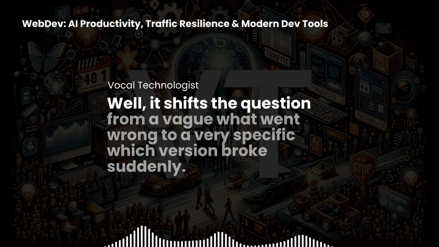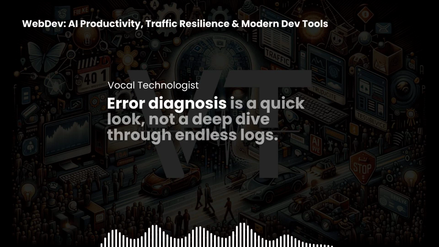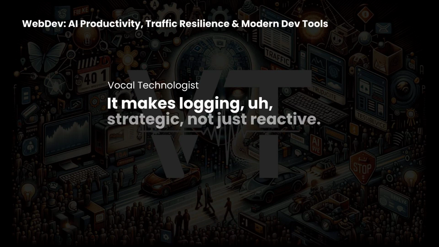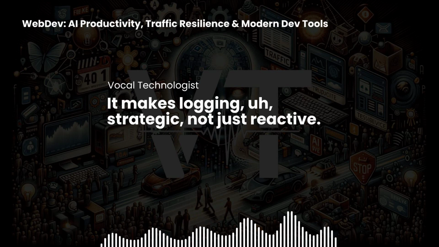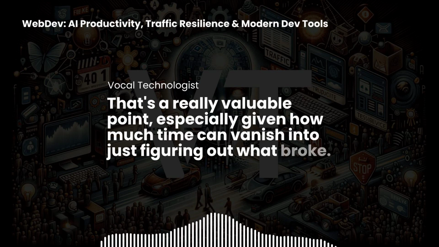Well, it shifts the question from a vague what went wrong to a very specific which version broke. Suddenly, error diagnosis is a quick look, not a deep dive through endless logs. It makes logging strategic, not just reactive. That's a really valuable point, especially given how much time can vanish into just figuring out what broke.